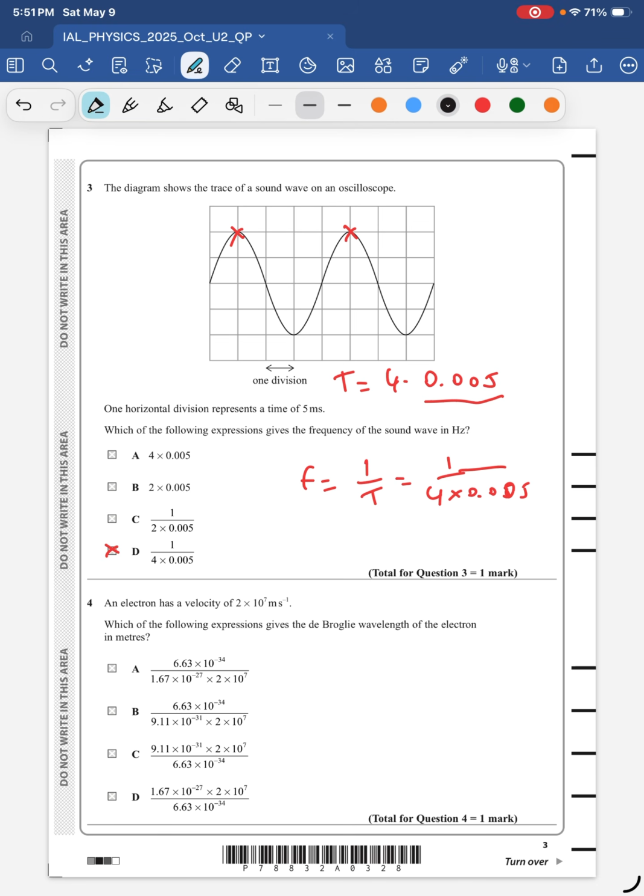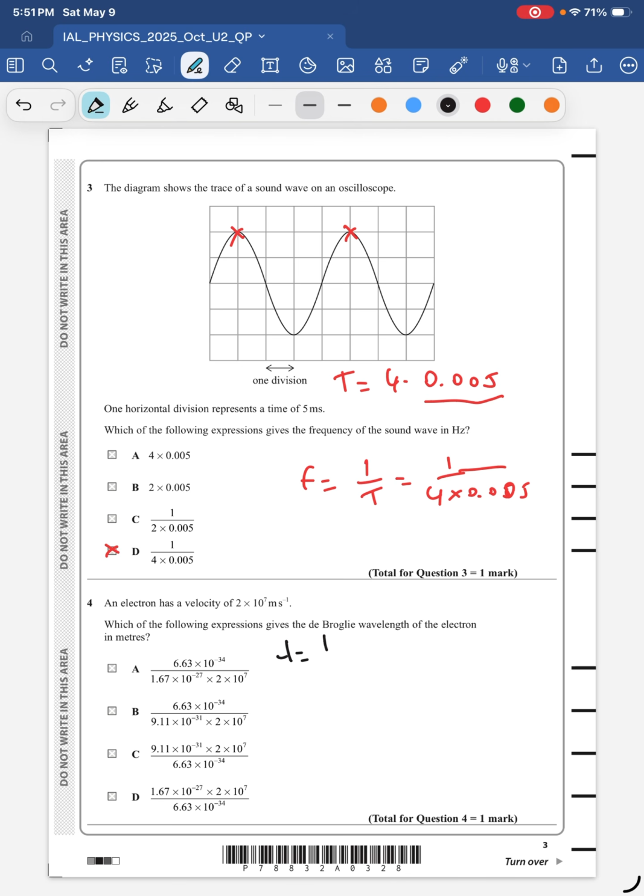And now question 4. An electron has a velocity of 2 times 10 to the 7 meters per second. Which of the following expressions gives the de Broglie wavelength? And I always say Prince de Broglie because he was an aristocrat. Okay, gives the de Broglie wavelength of the electron in meters.